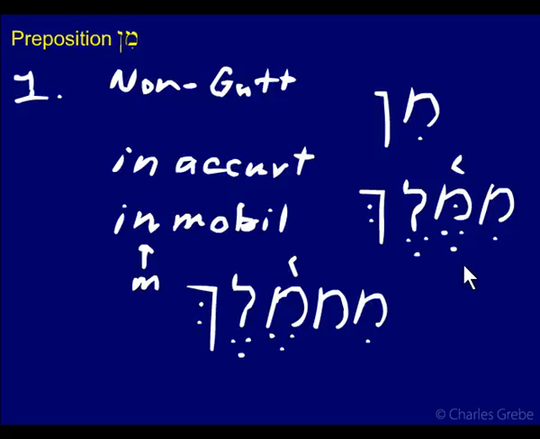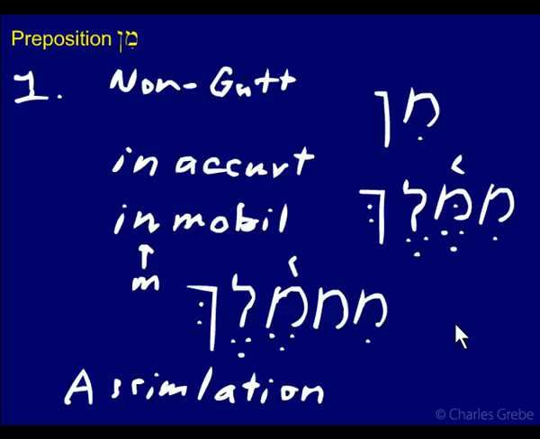What's really happening is this thing called assimilation. I suppose I should write that out. Assimilation. And this is a linguistic phenomenon. It's a phonetic thing. Happens in many languages. And so the nun is becoming the next letter, and we write it with a dagesh. The nun has assimilated to the mem, and we have a dagesh. Mimelech. So that's what happens with non-gutturals.